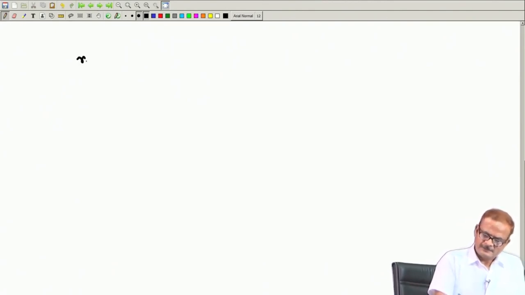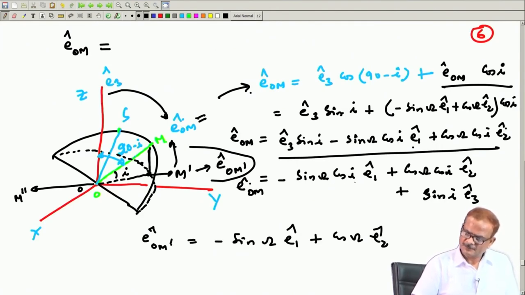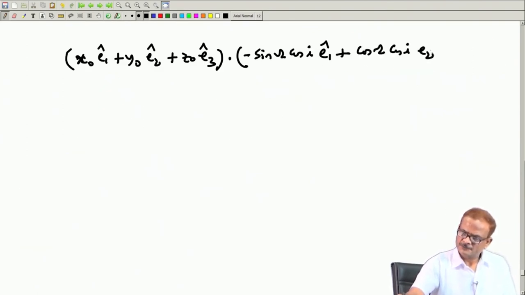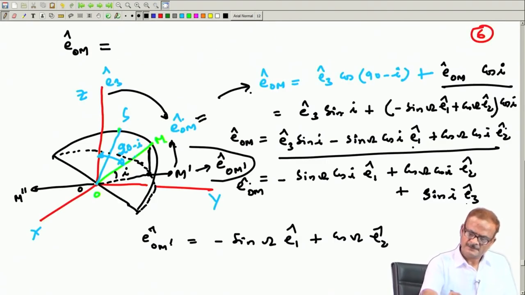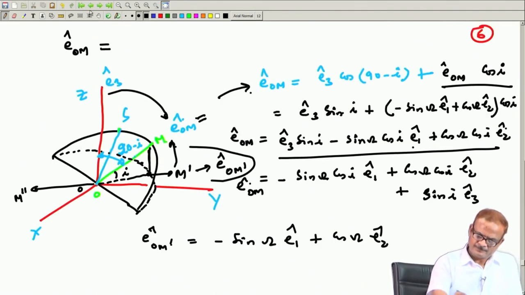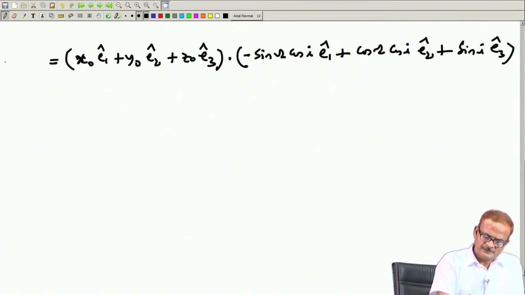So, in the next phase we can write r0 = x0 e1 cap + y0 e2 cap + z0 e3 cap, and take the dot product with minus sin Ω cos i times e1 cap, plus cos Ω cos i times e2 cap, and sin i times e3 cap. And this is nothing but this quantity, r0 sin(ω + θ). So, r0 sin(ω + θ) is equal to this quantity.